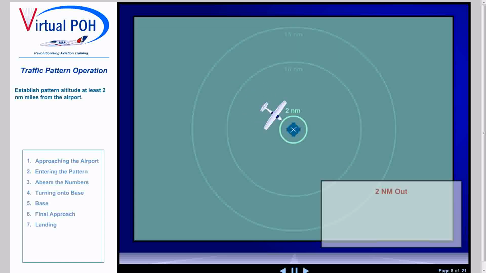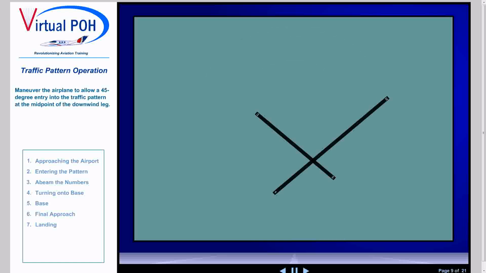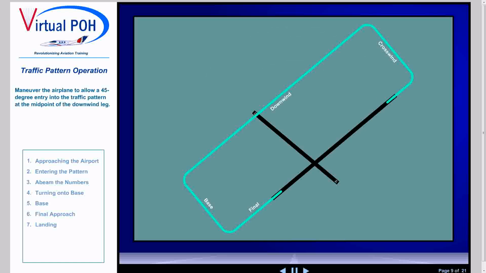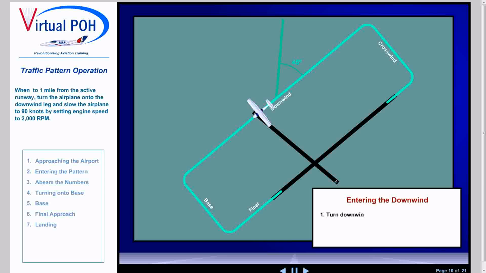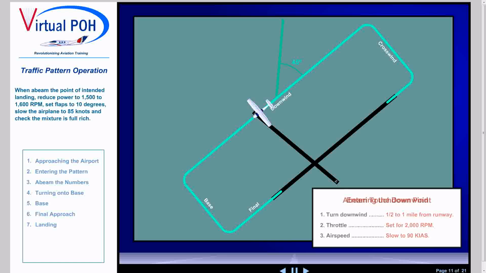Establish pattern altitude at least 2 nautical miles from the airport. Maneuver the airplane to allow a 45-degree entry into the traffic pattern at the midpoint of the downwind leg. When a half to 1 mile from the active runway, turn the airplane onto the downwind leg and slow the aircraft to 90 knots by setting the engine speed to 2,000 RPM.